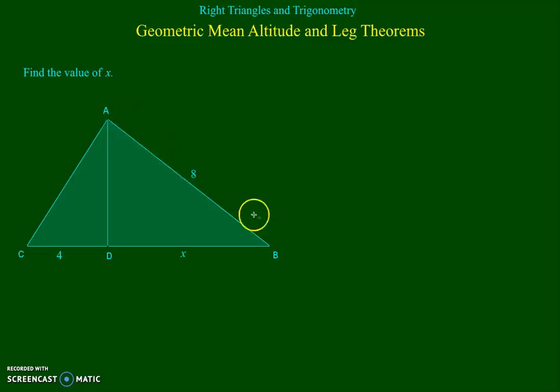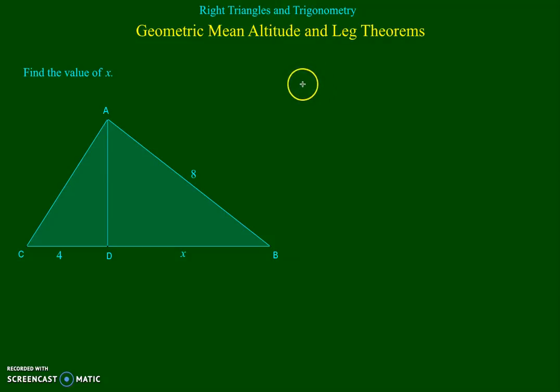Notice that we have the leg, and the hypotenuse is broken up, but notice that the segment adjacent to the leg is our variable this time. And that's going to create a little bit of a complication for us algebraically. So let's go ahead and put this down and see how this solution comes out. Again, it's geometric mean leg theorem because we have the leg and the hypotenuse is broken up.